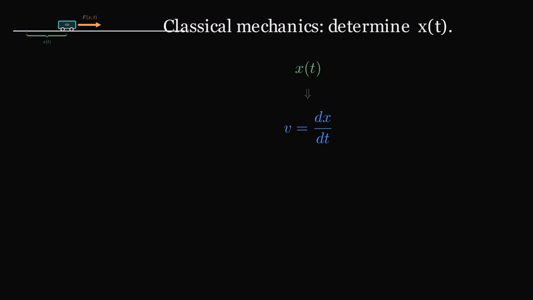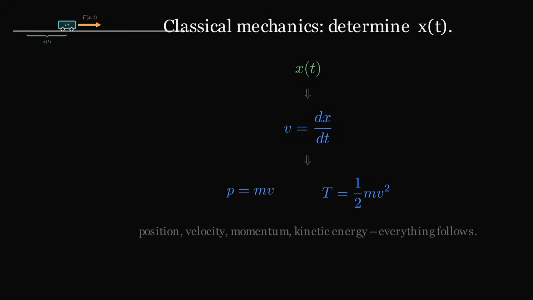Differentiate position, you get velocity, v equals dx/dt. Multiply velocity by mass, you get momentum, p equals mv. Take half mv squared, you get kinetic energy. Position, velocity, momentum, energy, the entire dynamical picture cascades out of that one function.